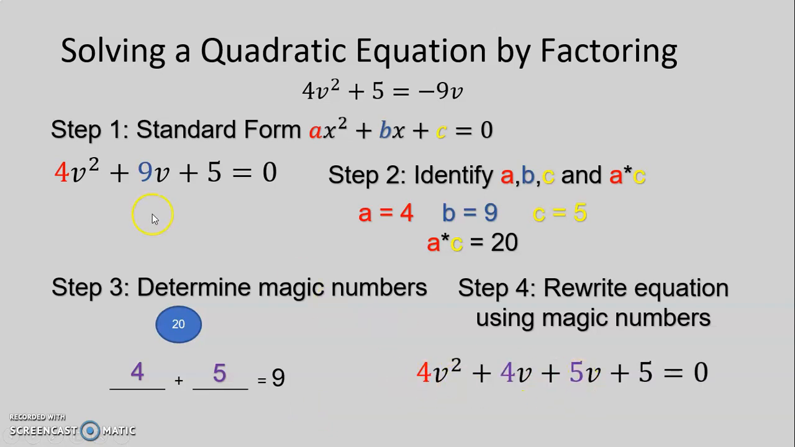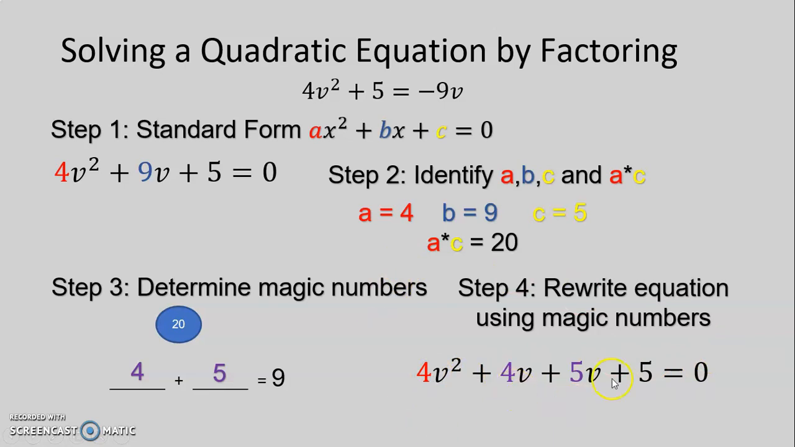All I'm doing, if you look, these two equations are identical. 4 plus 5v, that's 9v. And we're just expanding them out so that we can actually do our steps worth of factoring here. And so we've got it in standard form. We've got it with our magic numbers.